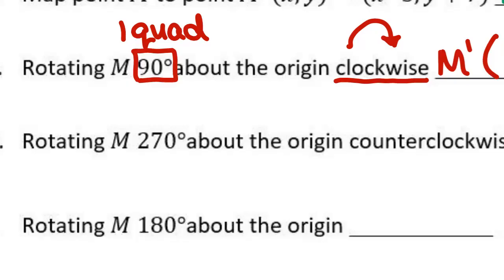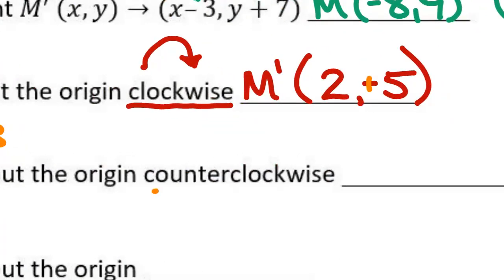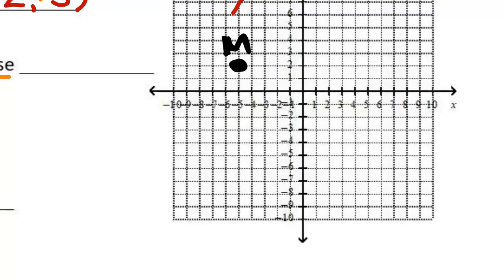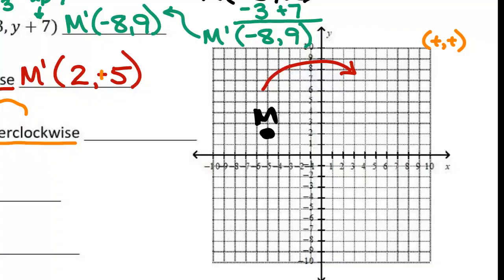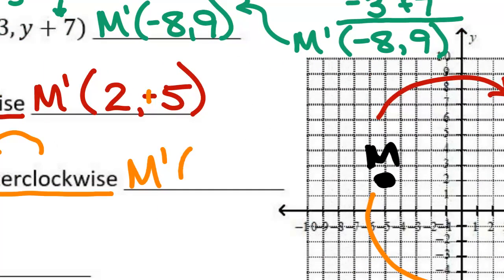Part H, we're going to rotate 270 degrees about the origin counterclockwise. So 270 degrees would be 3 quadrants. Counterclockwise has us going this way. Well, if I take my point M right here and I go counterclockwise 3 quadrants, it puts me in the positive quadrant. If I flip this ordered pair around and I make everybody positive, I end up with the exact same ordered pair that I did on the previous problem. I would get 2, 5.